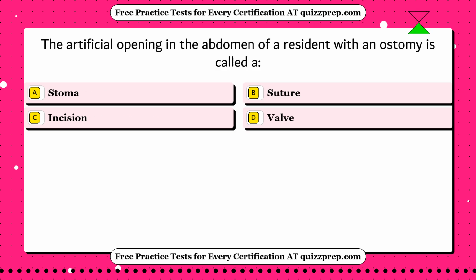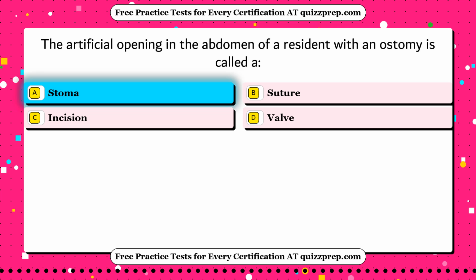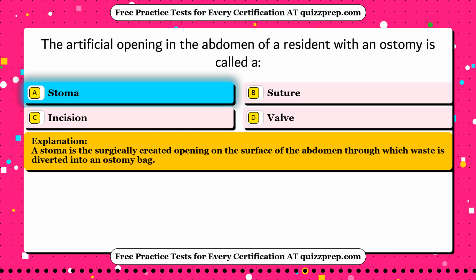Question 21. The artificial opening in the abdomen of a resident with an ostomy is called a: Option A, stoma. Option B, suture. Option C, incision. Option D, a valve. The correct answer is Option A, stoma. A stoma is the surgically created opening on the surface of the abdomen through which waste is diverted into an ostomy bag.